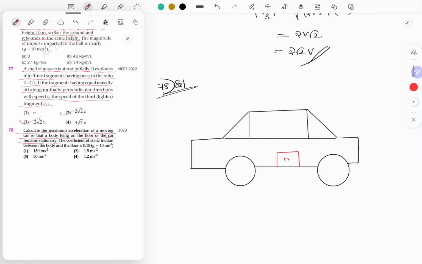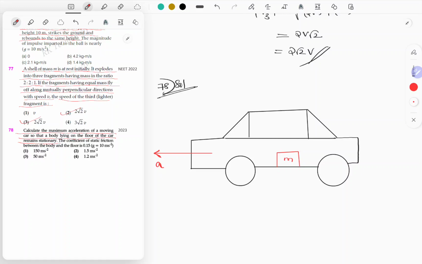Let me consider the mass of that block which is on the floor of the car as m, and the car, let's say it is accelerating towards left. Like this only. Let's say that acceleration is going to be a. We don't know what that acceleration is. What should that acceleration be? That's what we have to find out.